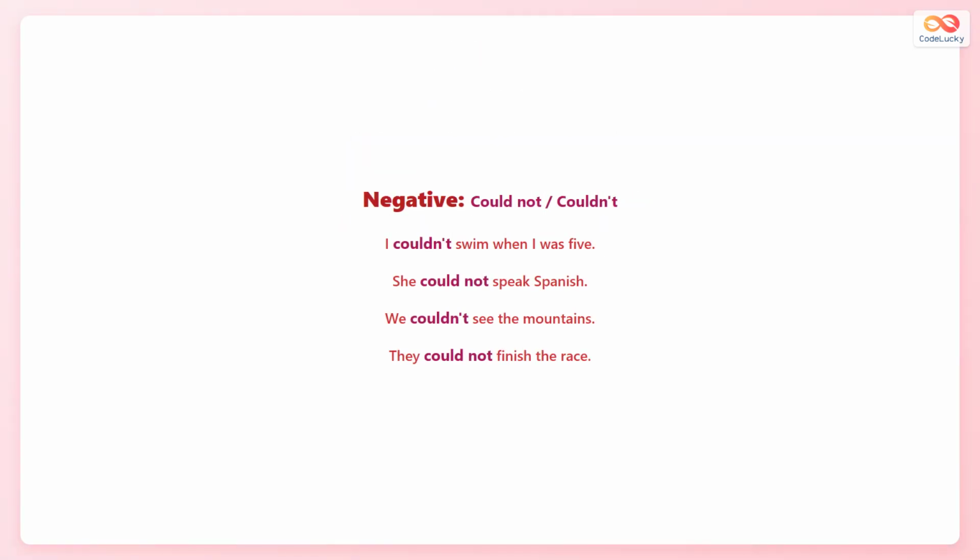For negatives, use could not or couldn't. They mean past inabilities. I could not swim when I was 5. She could not speak Spanish. We could not see the mountains. They could not finish the race. Both forms mean the same thing.